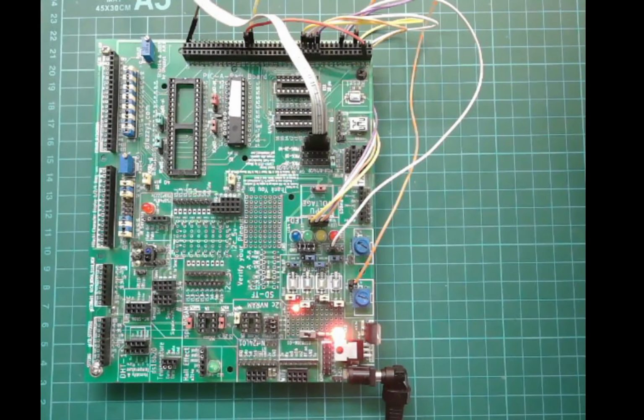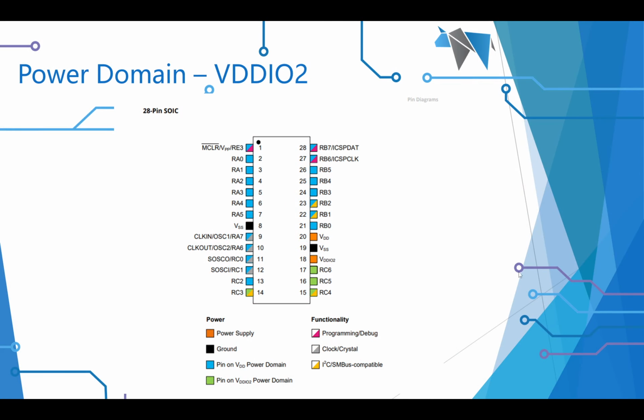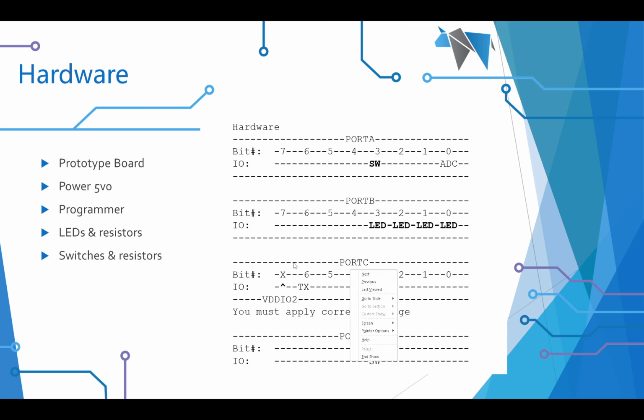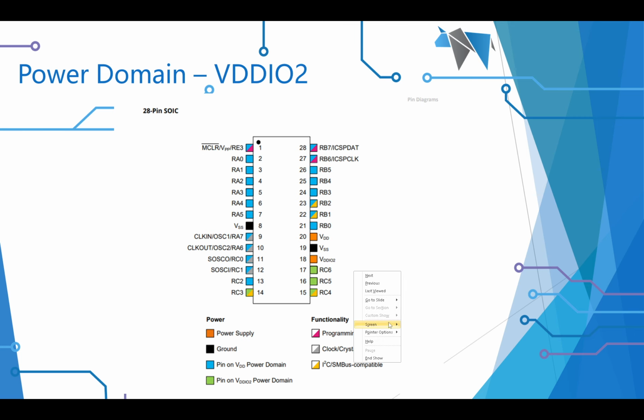I am not using the serial today, so I don't really have to go into the VDDIO2, but if you were using the serial, maybe you want to put it out on, sorry, I'll just go back. If you're going to put it on RC6 or any of the green ones, you must apply power to, let me put the pen on. If you're going to use any of the green ones in this power domain, you must put power on VDDIO2.